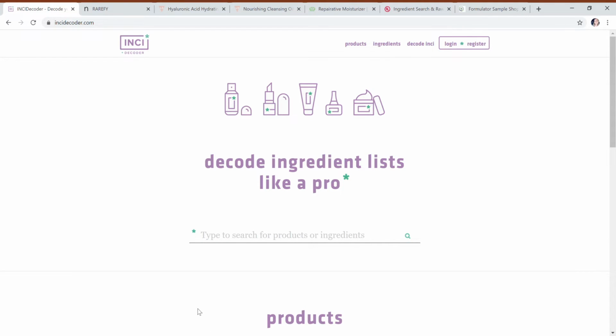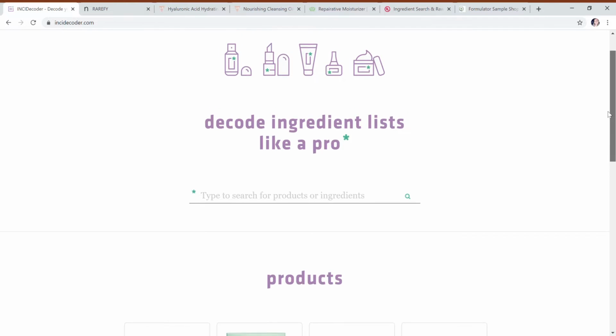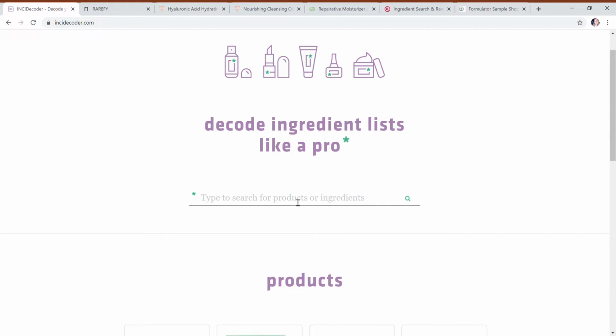First, we're seeing here that I have open a browser for INCIdecoder.com. It's a tool that you can use to look up the INCI names of ingredients and search for them and see what they do, and you can also see what products have those ingredients included in them. So I'll show you how I use this.